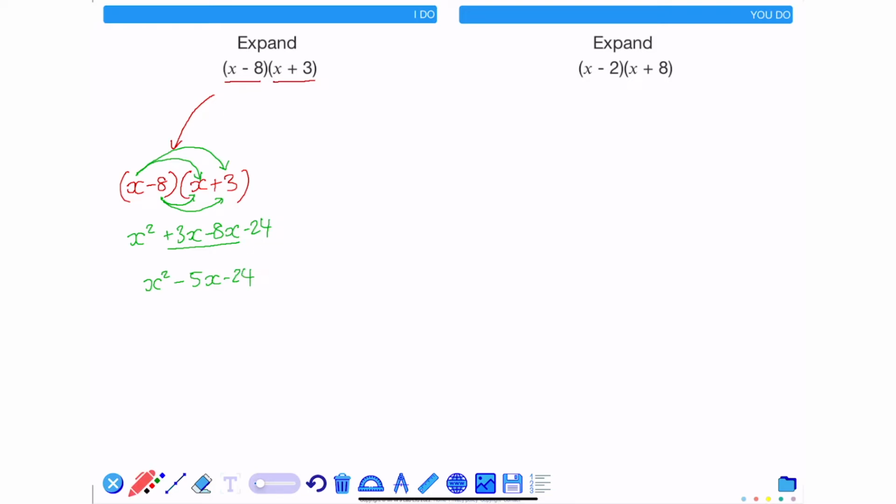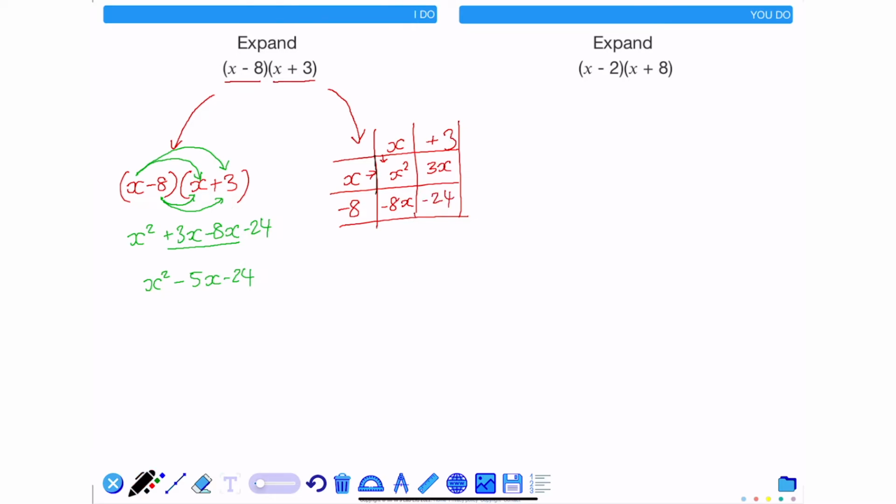An alternative technique that you could have used is the grid method. Separating the contents of the first bracket into x and negative 8, and the contents of the second bracket, x and positive 3, I now multiply every row by every column. So x times x is x squared, x times 3 is 3x, negative 8 times x is negative 8x, and negative 8 times 3 is negative 24.